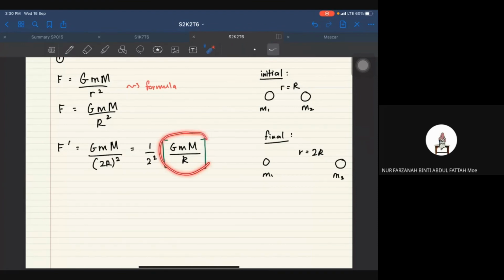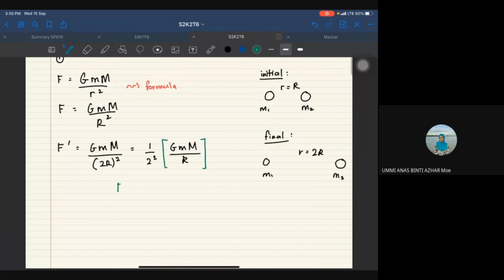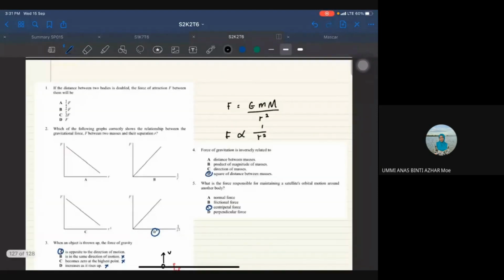This one sama dengan F. Yes, dia sama exactly macam ni. So kita boleh substitute balik. So F baru kita sama dengan 1 over 2 square which is 1 over 4 lah. And so this is how you relate between the new F and the old F. Okay, what happen when you double, triple ke apa tak kisahlah. So cara dia macam ni je. Senang sangat. You just compare and then you just substitute. So the answer would be 1/4 F. So answer would be A.